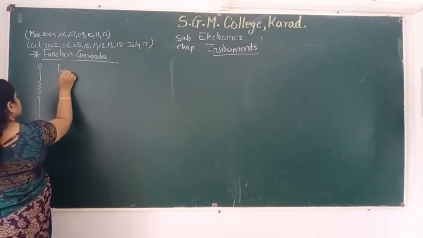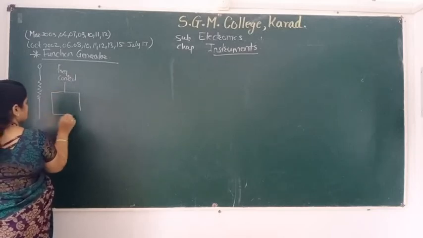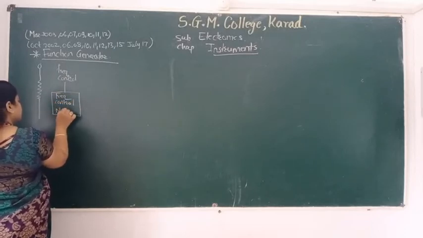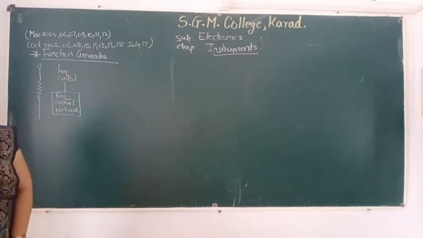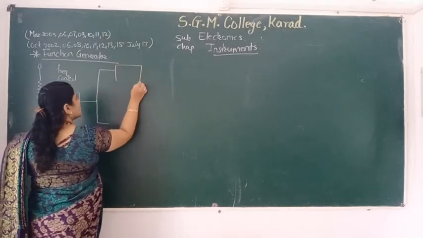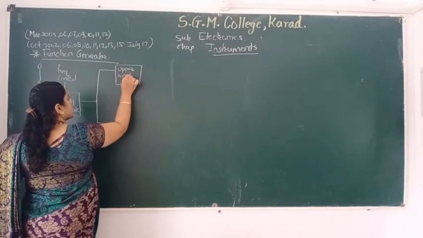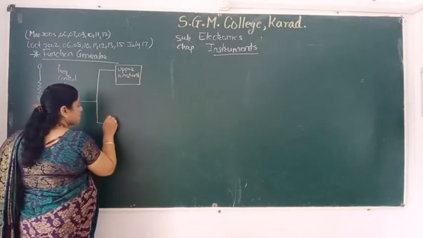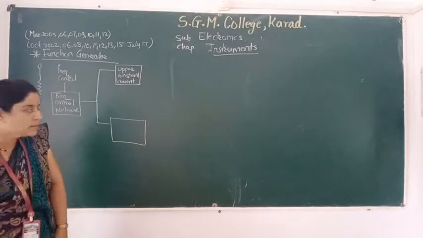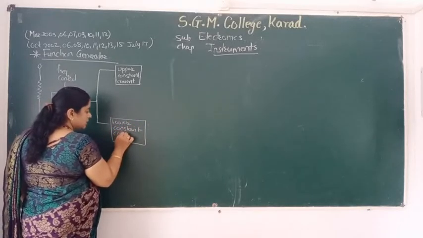This is the frequency control network. This frequency control network is divided in two parts, that is the upper constant current source and the lower constant current source.